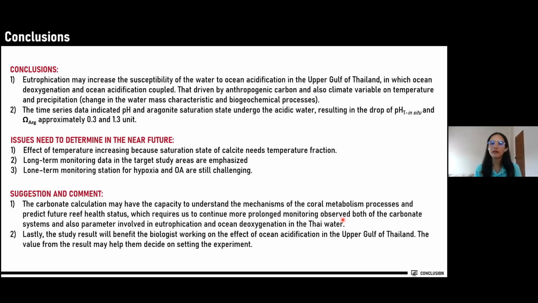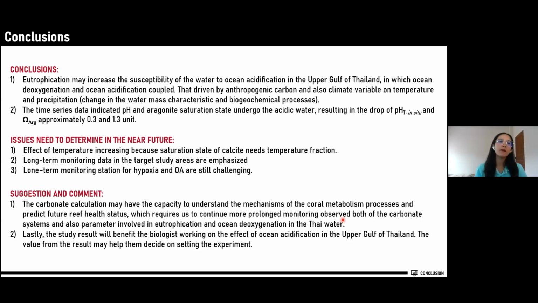in Thailand, my suggestion and comment from my result, firstly, the carbonate calculation may have the capacity to help understand the mechanism of coral metabolism processes and also can predict the future reef health status, which requires continued, more prolonged monitoring observation of both the carbonate system and other parameters involved in eutrophication and ocean deoxygenation in Thai waters, not only in the upper Gulf; the Thai waters are essential.